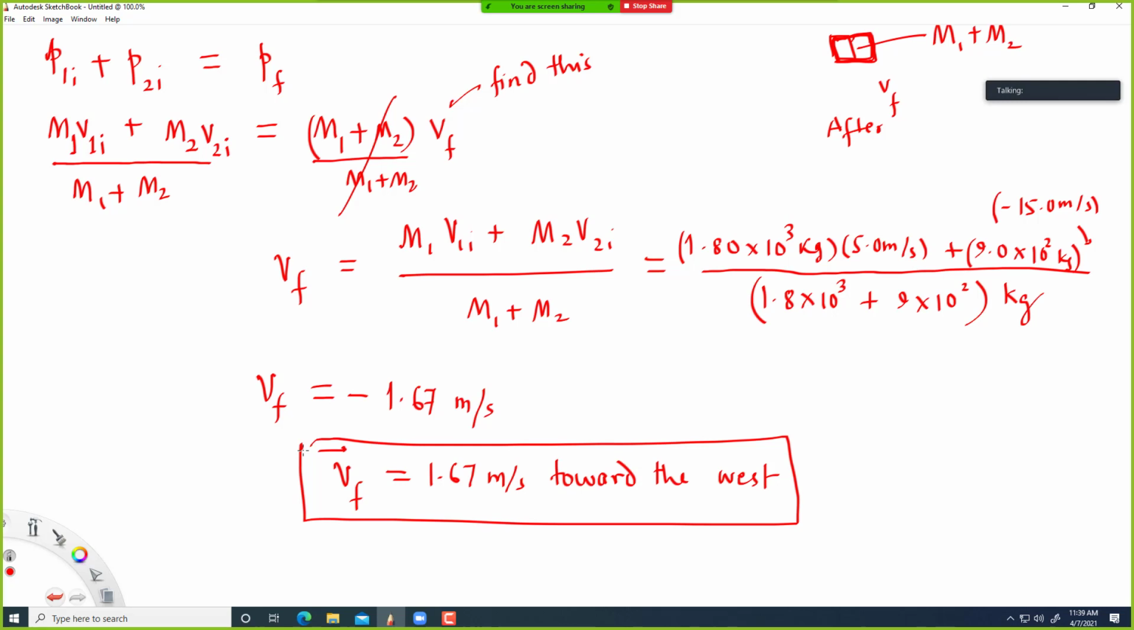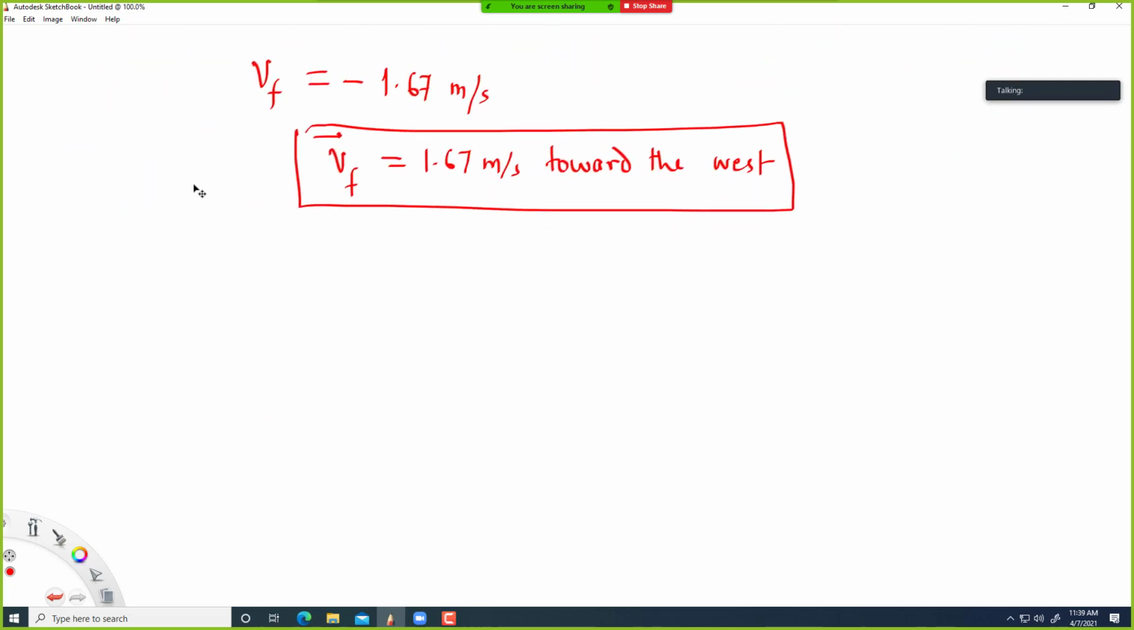So this is the conservation of momentum, and today in the lab we'll also be talking about conservation of energy. Okay. So there are two types of collisions. One is elastic collision and the other one is inelastic collision.